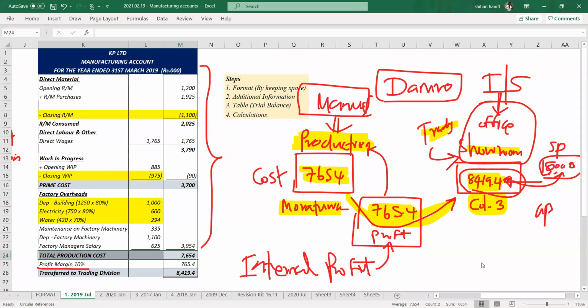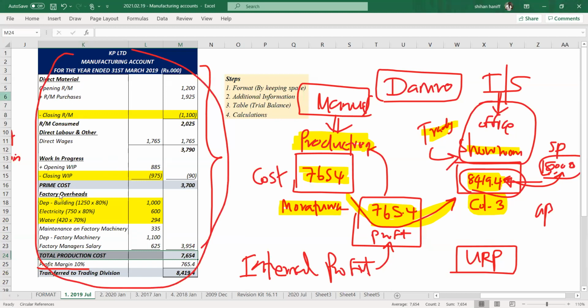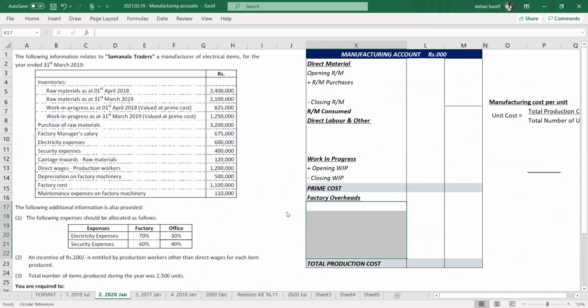So later I will explain a concept called unrealized profit. Unrealized means unearned profit. If the entire stock is sold, you will earn the profit. If there is remaining stock, if there is closing stock, then there will be unrealized profits. Don't think about that now. I will explain that later. Okay. Now let's focus on the manufacturing account format. Any other doubts? Move to the next question.